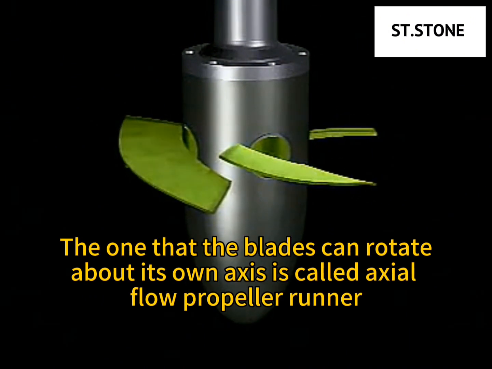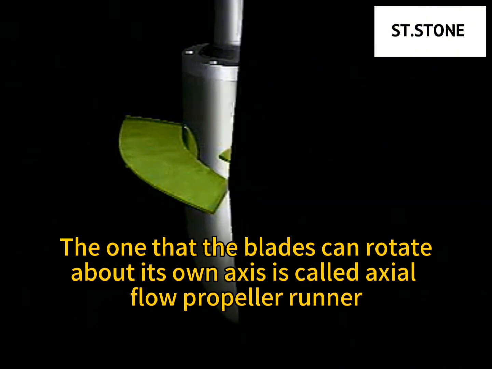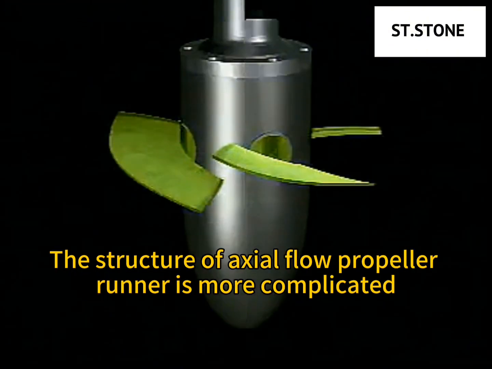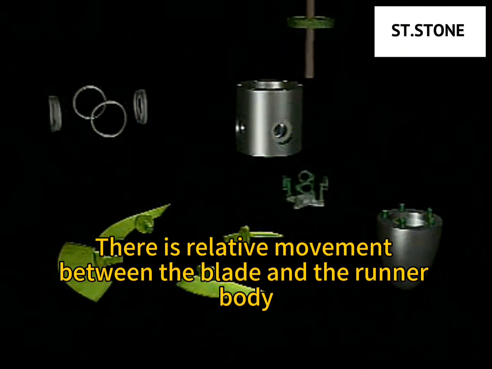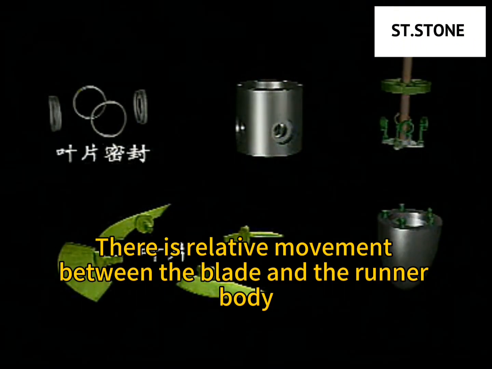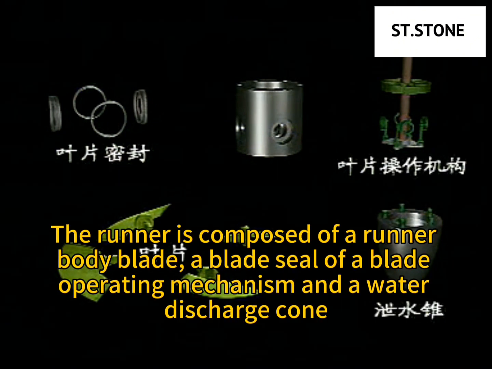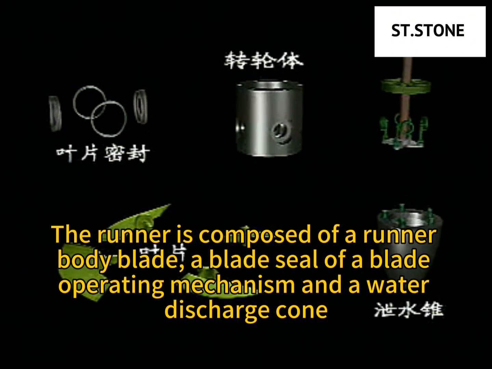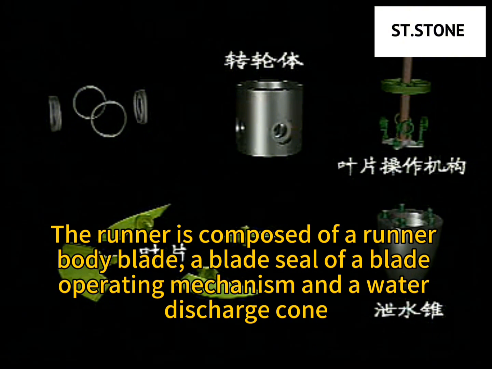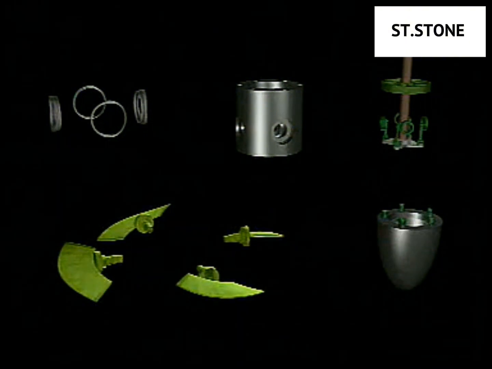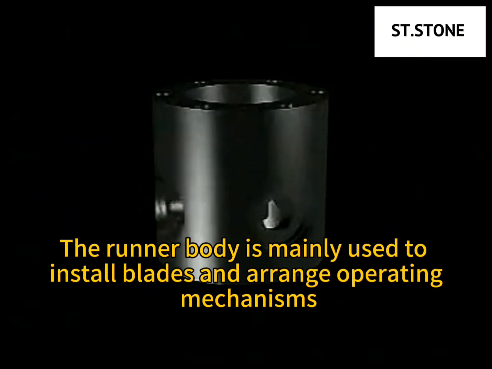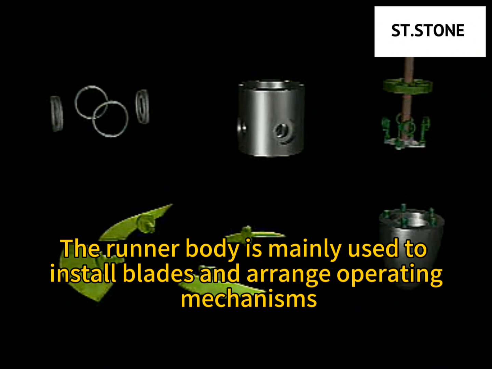The one in which the blades can rotate about their own axis is called axial flow propeller runner. The structure of axial flow propeller runner is more complicated. There is relative movement between the blade and the runner body. The runner is composed of a runner body, blade, blade seal, blade operating mechanism, and a water discharge cone. The runner body is mainly used to install blades and arrange operating mechanisms.